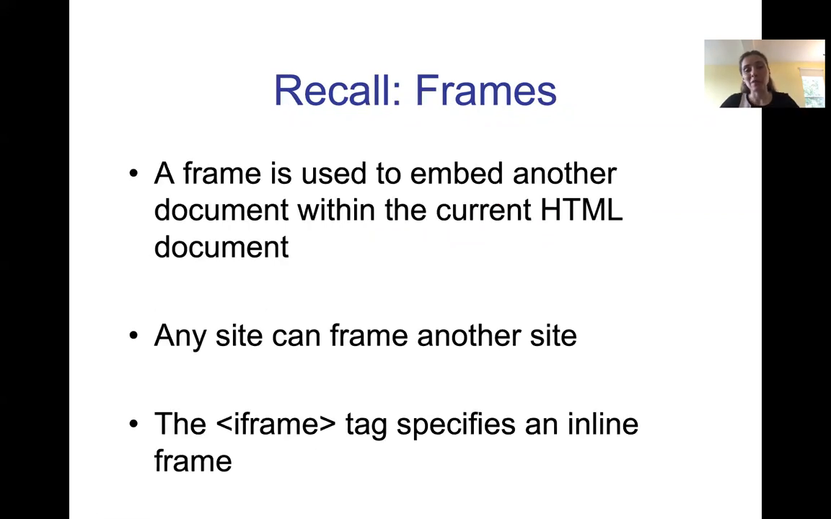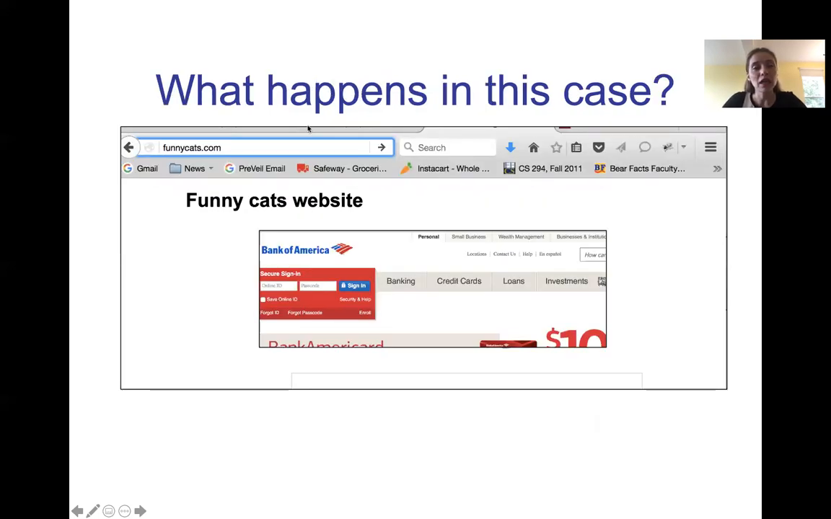Okay, so some much more sophisticated clickjacking attacks rely on frames. So remember that a frame is used to embed a page into another page, and you can use, for example, the iframe tag to do so. So for example, let's say we have this funnycats.com website that is framing bankofamerica.com. And so then the user comes in and they log in to Bank of America, they put their username and password. And then JavaScript on funnycats.com is trying to access those secrets.